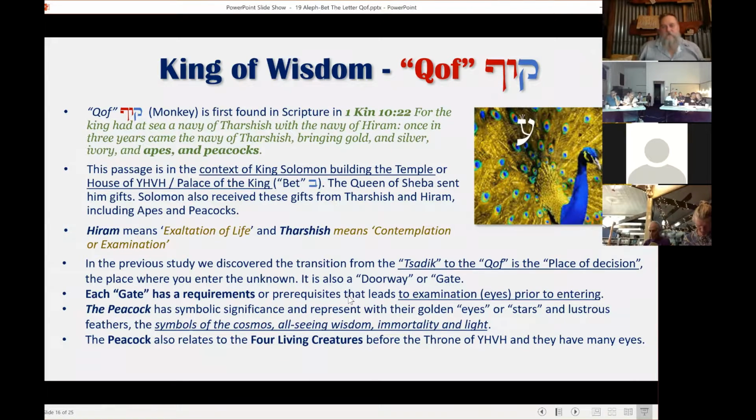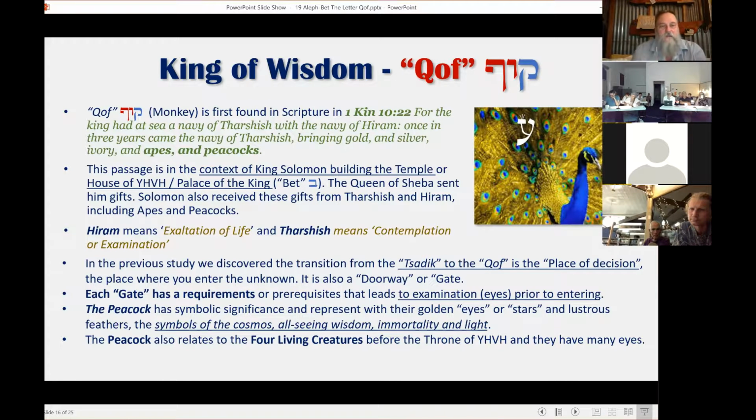Now, the interesting thing I want to share is the connection to the monkey. The place where this word is found, Kuf Vav Pei, which spells the word Kuf, which means monkey, is in 1 Kings 10:22, where it says, "For the king had at sea a navy of Tarshish with the navy of Hiram, once in 3 years, came the navy of Tarshish, bringing gold and silver, ivory, and apes and peacocks." That was fascinating to see in that verse that it has to do with apes and peacocks.